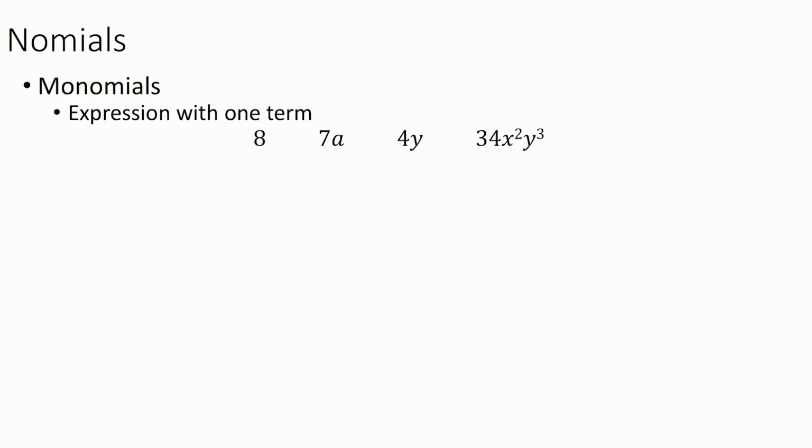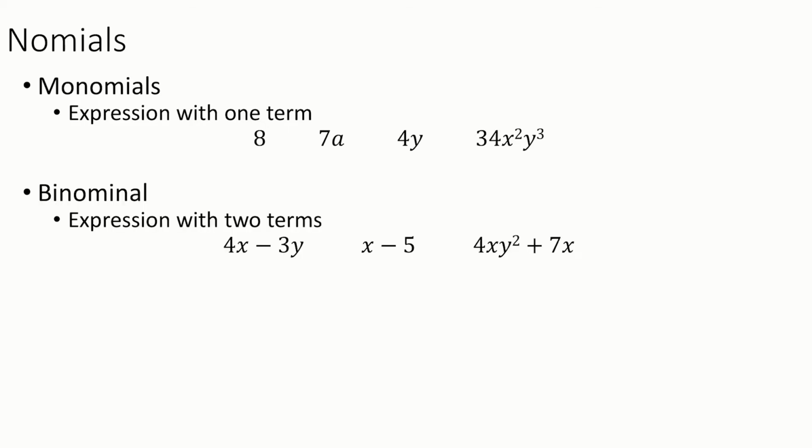Starting with monomials. This is just an expression with one term, so you won't see any pluses or any minuses in a monomial. Once you start talking about binomial, that means there are two terms because bi means two. So you'll see one plus sign or one minus sign, and then any combination of those terms in between. So you can see lots of multiplication, lots of division, but you'll only see one plus or one minus sign.